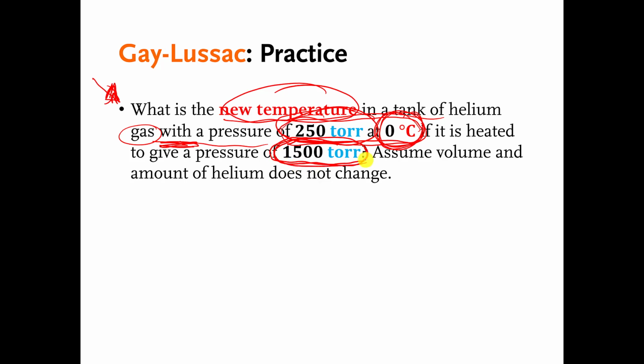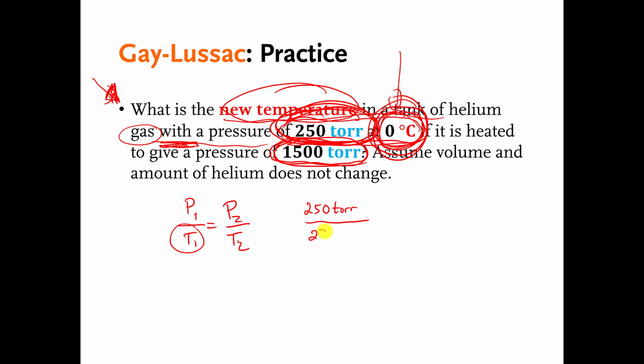This is going to be P1 divided by T1 is equal to P2 divided by T2. That's Gay-Lussac's law. P1 is going to be 250 torr, and our T1, you better not be writing 0 degrees Celsius there. You better convert this to Kelvin. It's going to be 273 Kelvin, is equal to the new pressure, that's P2, that's going to be 1500 torr, and they want to know what's the new temperature. So that's going to be X, or maybe a better thing to write is T2.